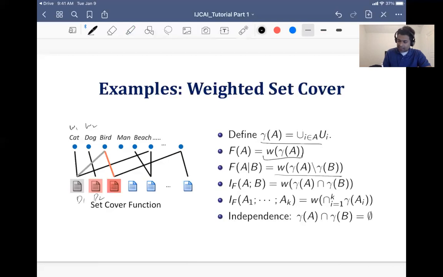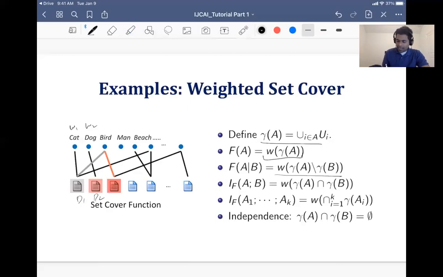And again, this is very interesting, because now the conditional information f of A given B is actually the weighted sum of the concept difference, so it's gamma A minus gamma B. Imagine that set A covers 5 concepts, and set B, even though set B is much larger, covers the same 5 concepts. The additional information is actually zero.